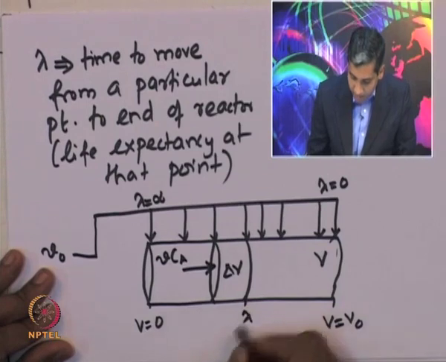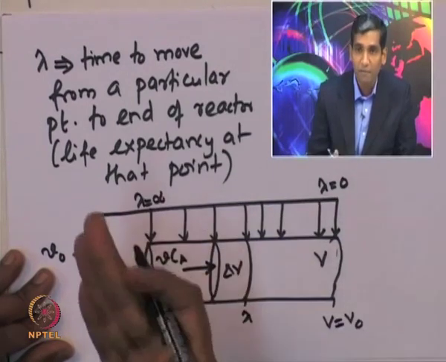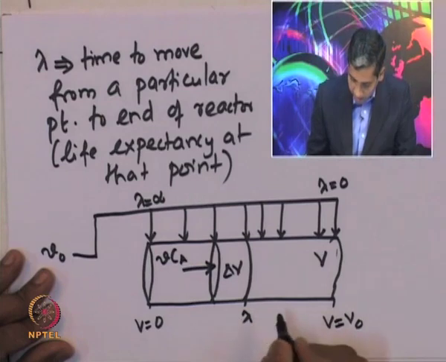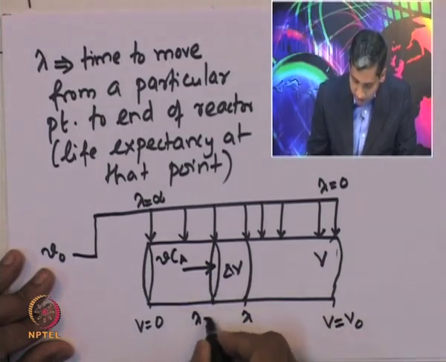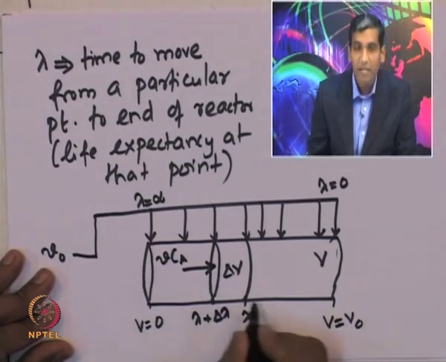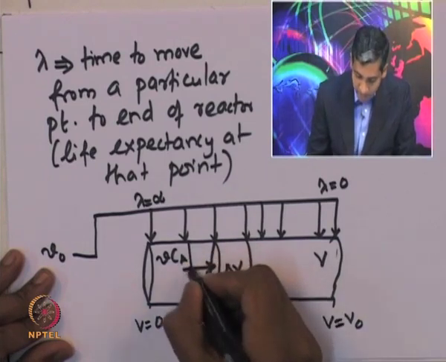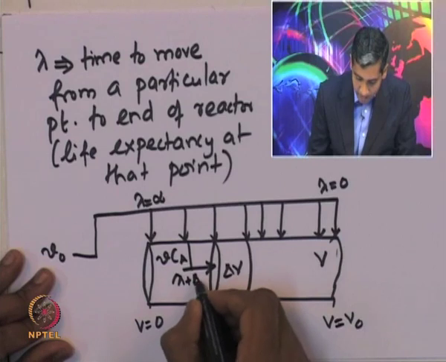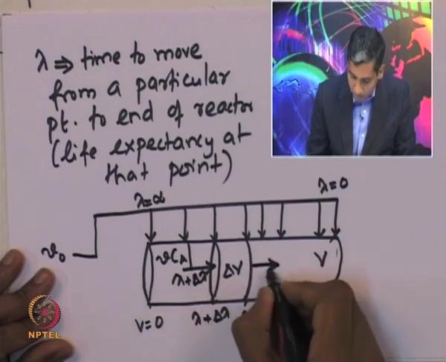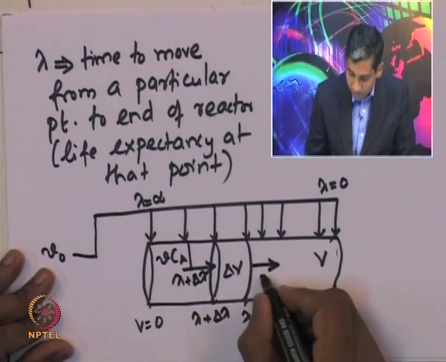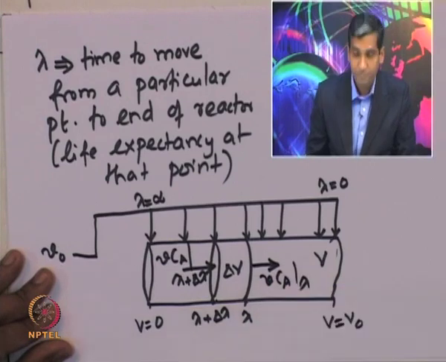And if this point is lambda in the life expectancy dimension, and this is lambda plus delta lambda, that is the difference in the life expectancy from this point to this point. So, this will be V into C A at lambda plus delta lambda, and whatever is leaving from here will be V C A at lambda.